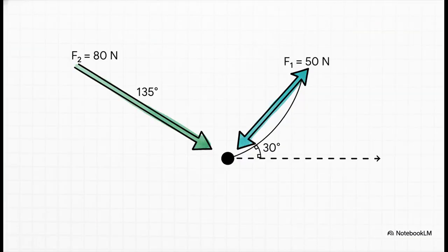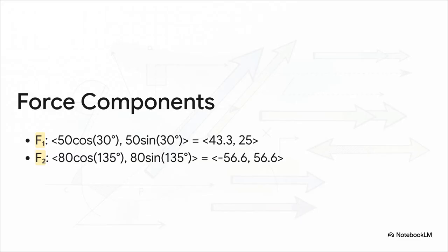Okay, this is where it gets really interesting. In a physics or engineering class, you're not usually handed neat little components. You get something like this, a force with a magnitude, like 50 newtons, and a direction. The problem is our formulas need x and y components. So our first job is to use a little trigonometry to translate these forces into a language our formulas can understand. We use cosine to find the horizontal part and sine for the vertical. Now don't worry if your trig is a little rusty. The main idea here is that these are just the tools we use to break down each force. So that 50 Newton force becomes (43.3, 25), and the 80 Newton force becomes (-56.6, 56.6). Now they're ready to go.